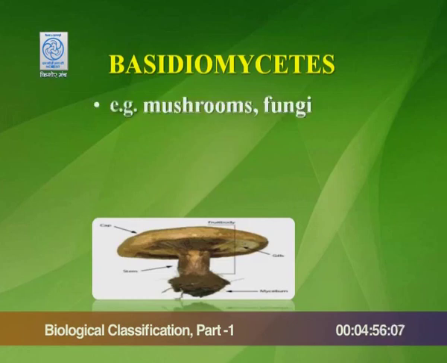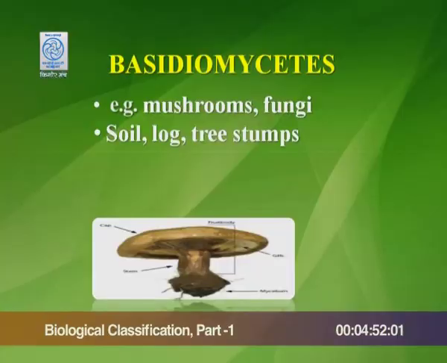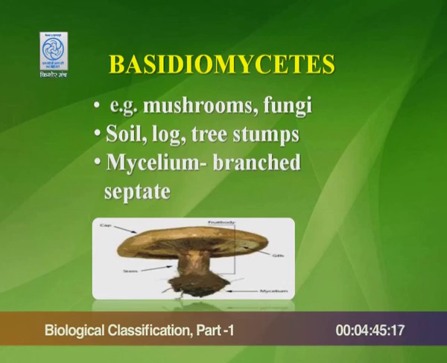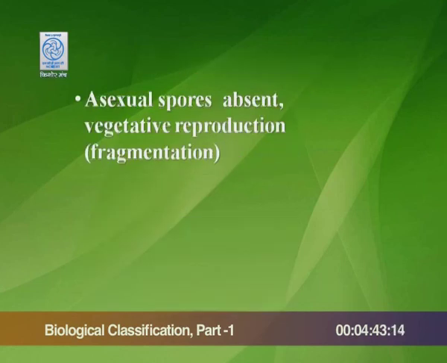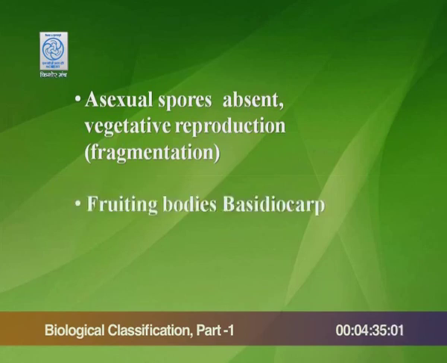Basidiomycetes: example, mushroom fungi. They are found in soil, logs and tree stumps. Mycelium is branched and septate. Asexual spores are absent. Vegetative reproduction takes place by fragmentation. The fruiting body formed is known as basidiocarp.